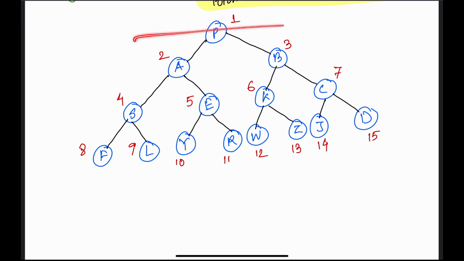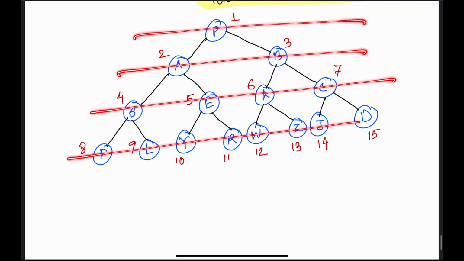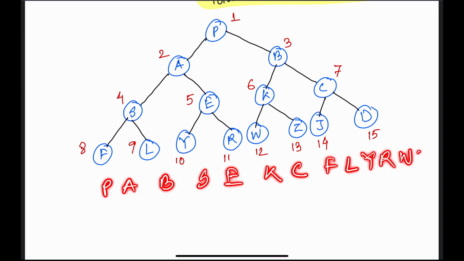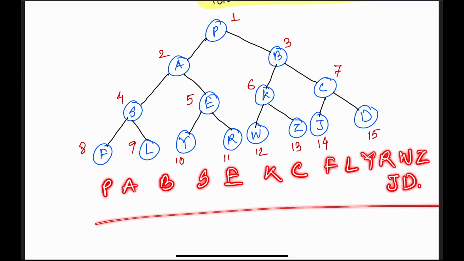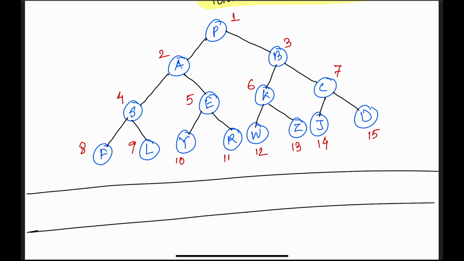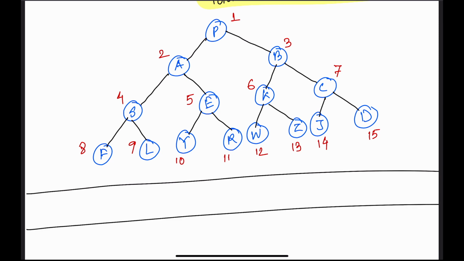Now, let's think in this way. First P will come, then A, then B, then S, then E, then K, then C, then F, L, Y, R, W, Z, J, D. In this way, it is going to come. To store all this, we need a one-dimensional array. Basic common sense. And obviously, you know, the array index starts from 0. That means, as we are starting from 1, there would be 16 cells for this case.